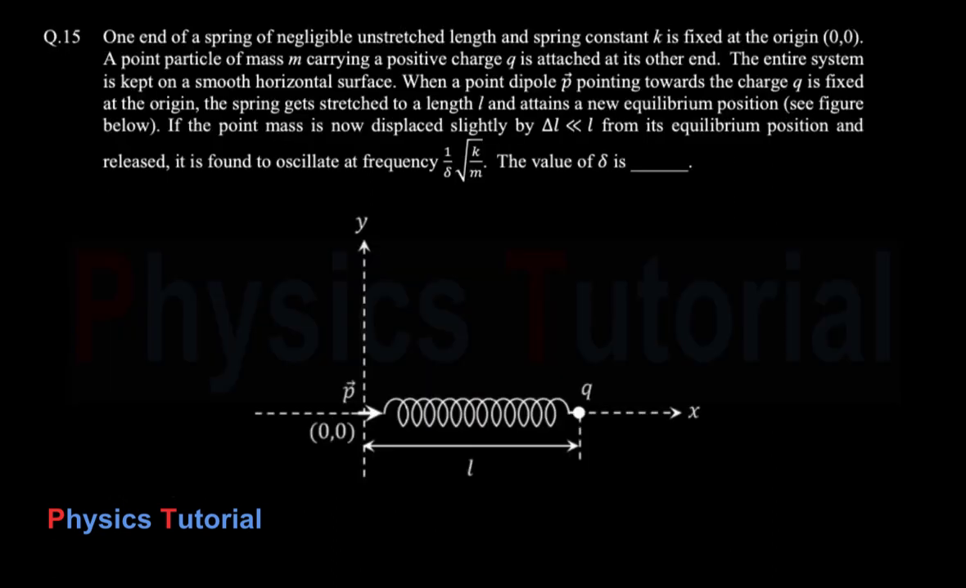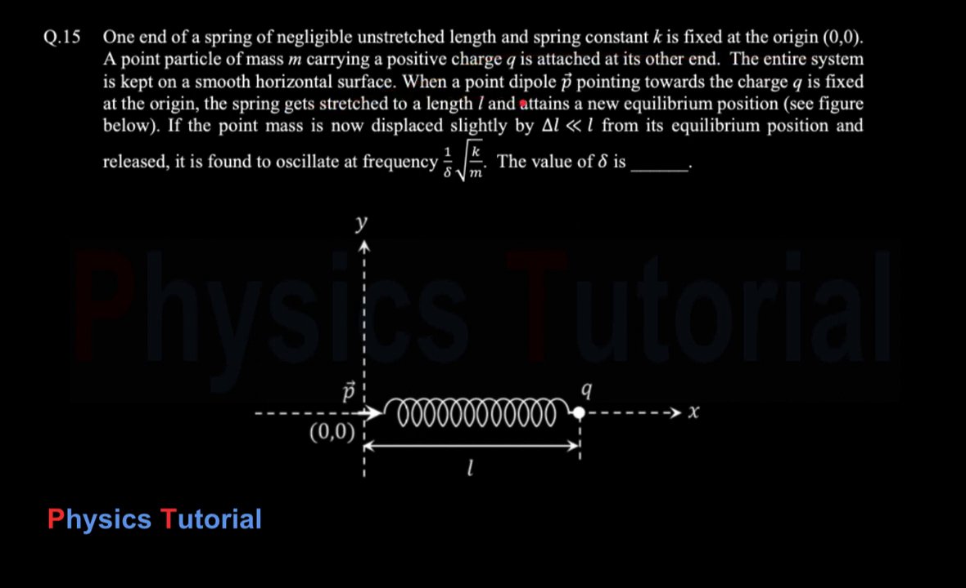Now question number 15. As in question number 15, one end of a spring of negligible unstretched length and spring constant k is fixed at the origin (0, 0). A point particle of mass m carrying a positive charge q is attached at the other end. The entire system is kept on a smooth horizontal surface.